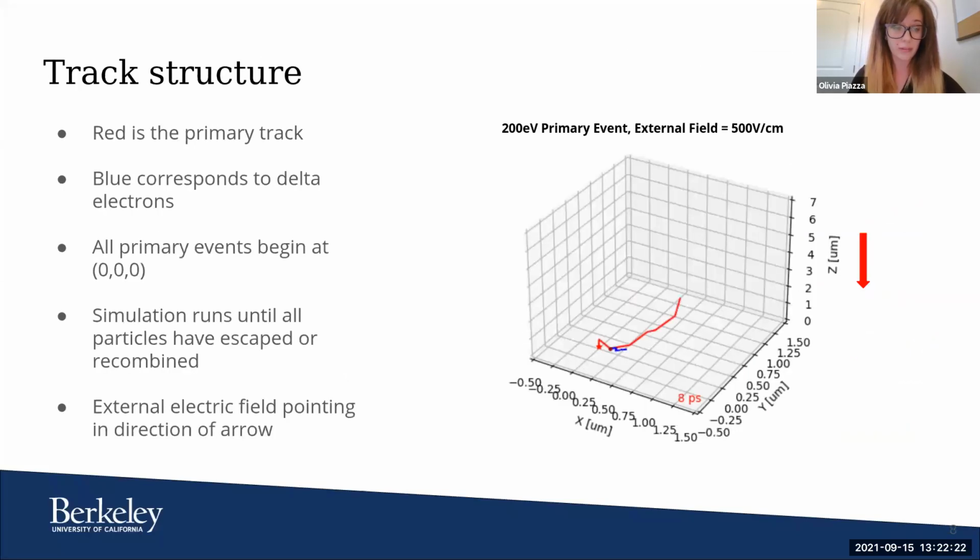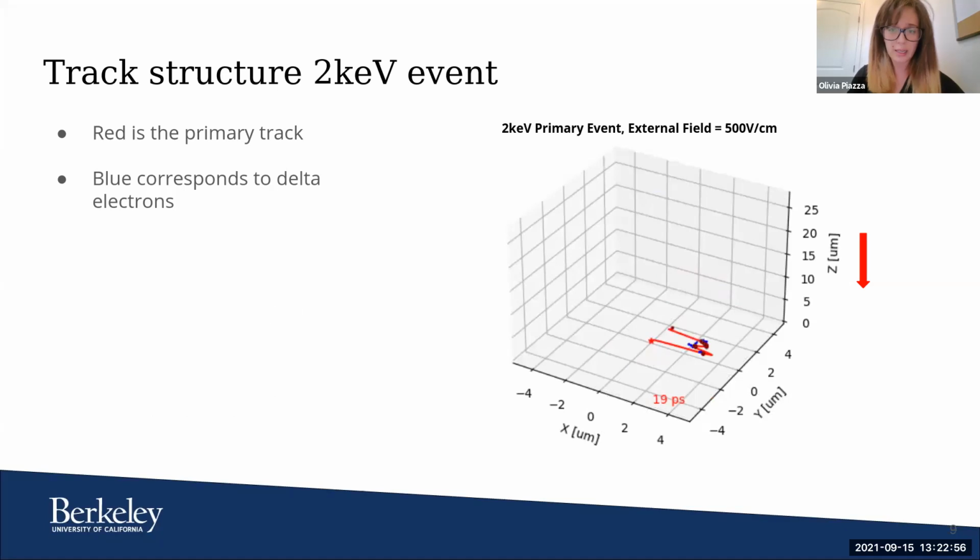All right, so here is an example plot of the simulation output. Pictured are the trajectories of all secondary electrons in a 200 electron volt primary event. The primary event begins at the origin and runs until all particles have either escaped or recombined. The direction of the external electric field is defined to be in the z direction, and delta electrons can be seen drifting in this field. The time elapsed for the energy levels we've been interested in for primary events is usually a few nanoseconds or less within the simulation. Here's another example at a higher primary energy event, 2 keV.